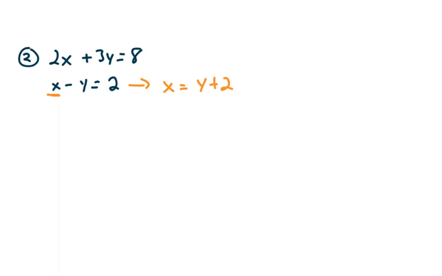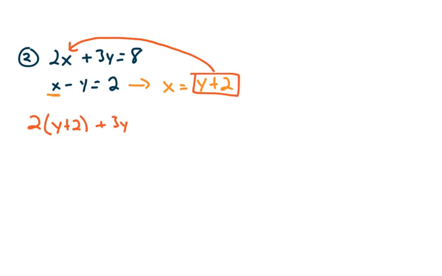Step number 2 then says take what you just solved for and substitute it into the other equation. That's going to be right there. So we're going to say 2, and there's x. So we know that x is now y plus 2. And everything else in that first equation stays exactly the same. Plus 3y equals 8. Now we're going to solve for y because we've gone from 2 variables down to 1, meaning 2 separate variables, x and y, into 1 variable with just y. So we'll distribute there to make 2y plus 4 plus 3y equals 8.